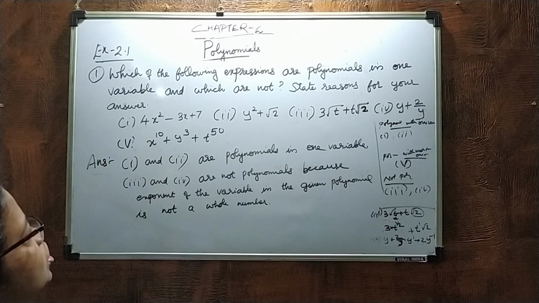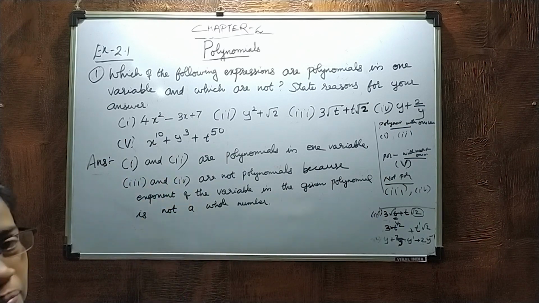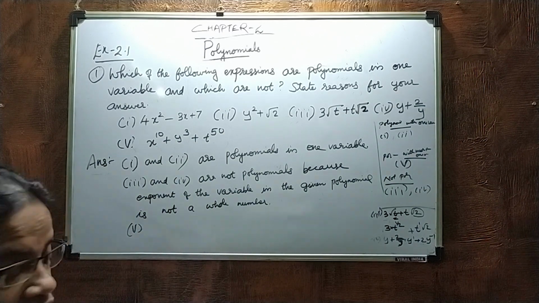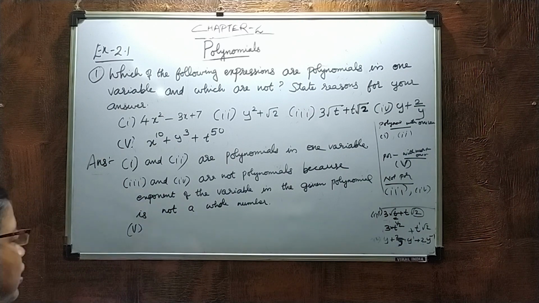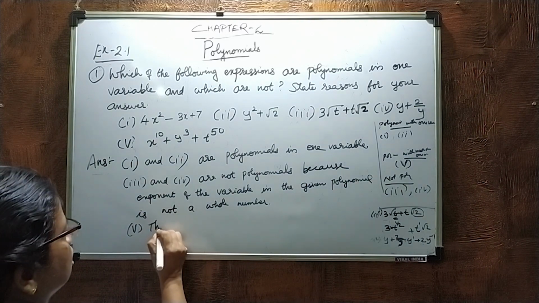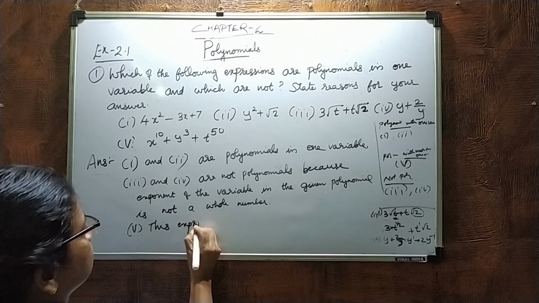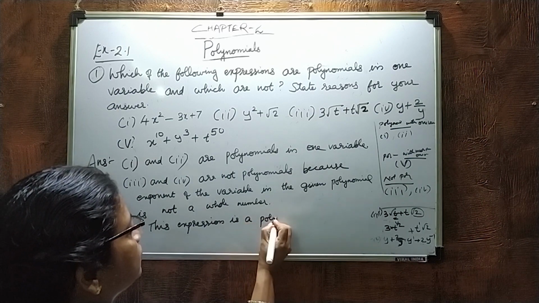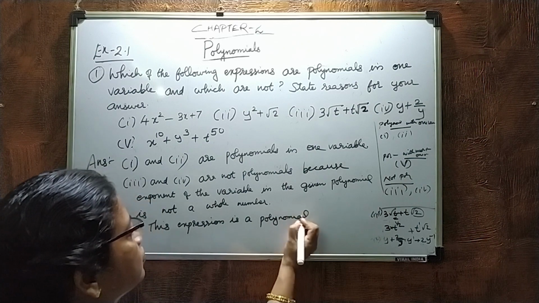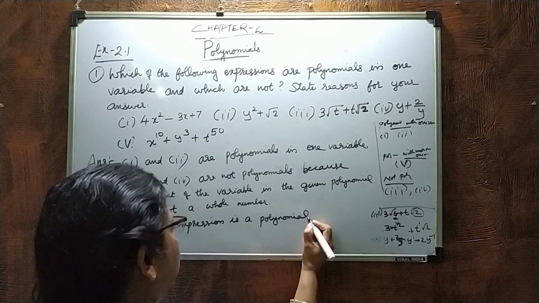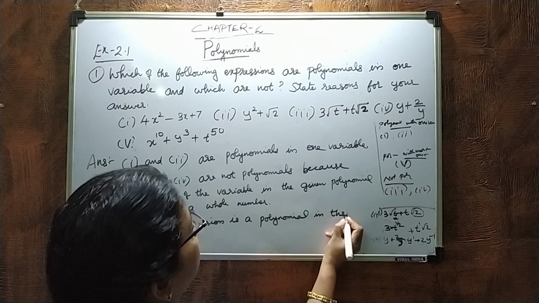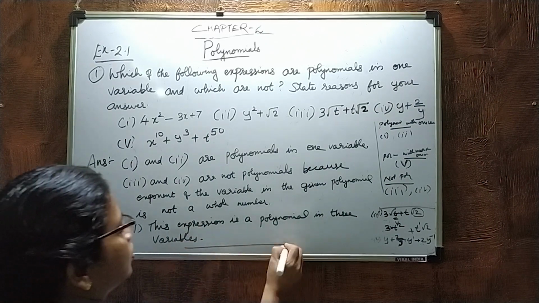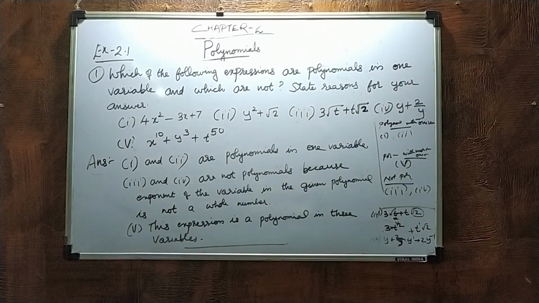Then what about the next one? The first, second, third and fourth are completed. Now the fifth one, what can we write? This expression is a polynomial in three variables, that is, a polynomial with more than one variable. So this is the answer for the first question.